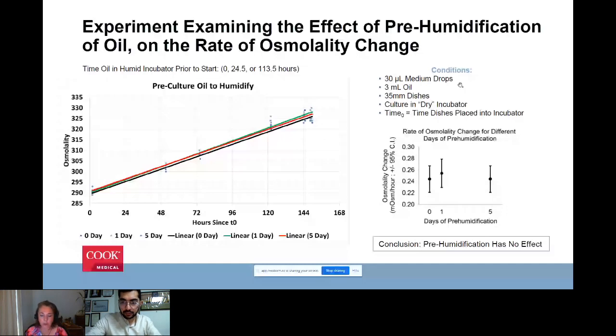So what we wanted to identify is, if you use pre-humidified oil in a dry culture environment, is this going to slow down the rate of change in osmolality? If you look at the graph, the black line is no humidification, green line is 1 day, and red line is 5 days. Unfortunately, the 3 lines show a very similar, practically parallel slope. And that would suggest that there is no benefit to pre-humidifying the oil. In a dry environment, it doesn't seem to make any difference if you pre-humidify the oil or not when you're culturing. That can also be seen here, where he calculated the confidence intervals for the 3 slopes.